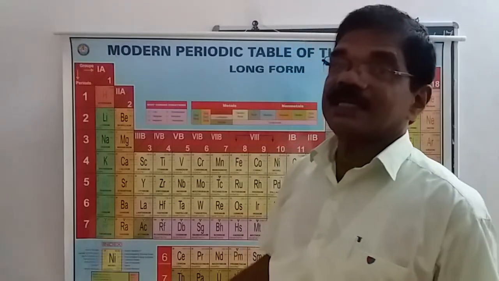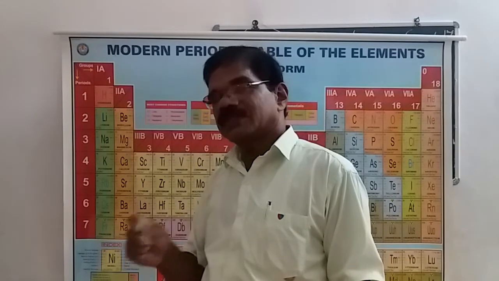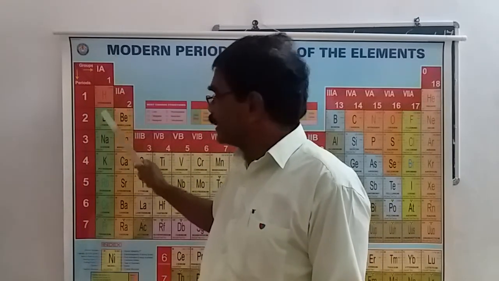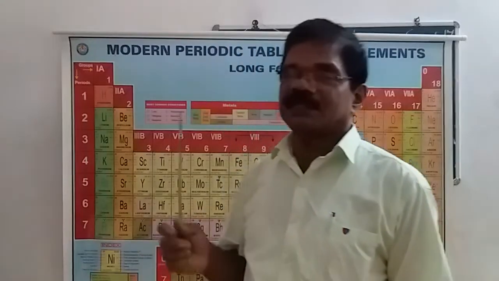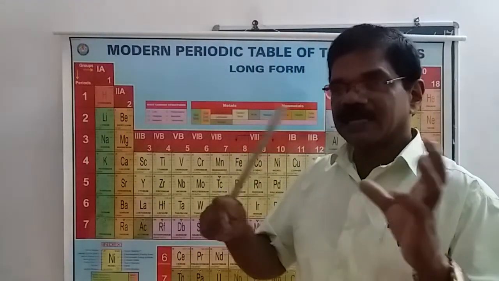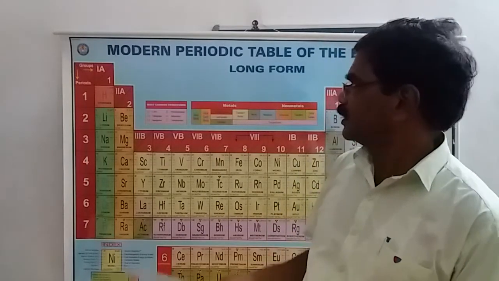The reason is that if the size is small, the electron is closer to the nucleus and the tendency to lose electrons is very less. At the same time, if the size of the atom is big, the electron is far away from the nucleus and it is easy to give electrons.